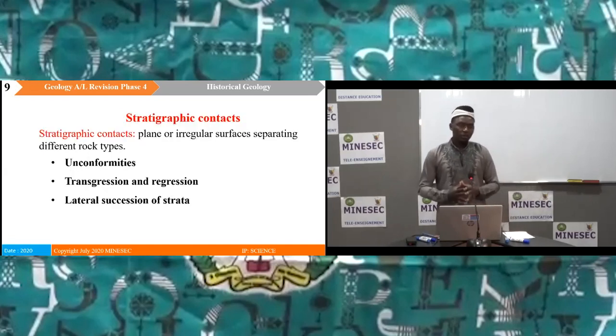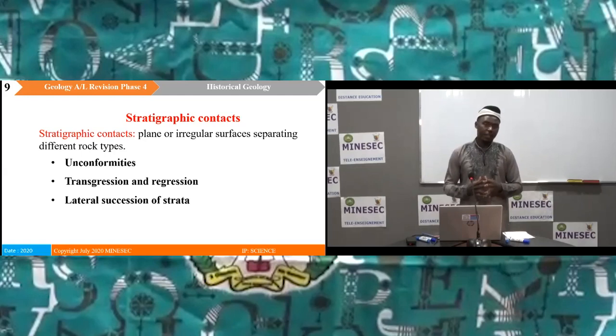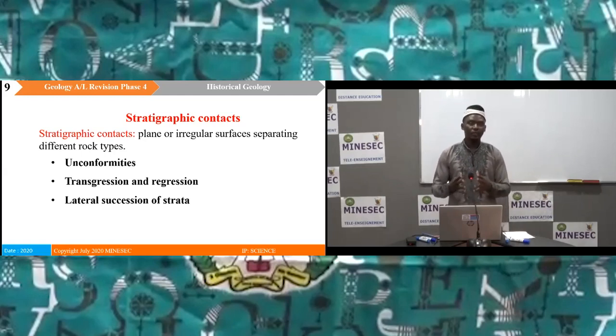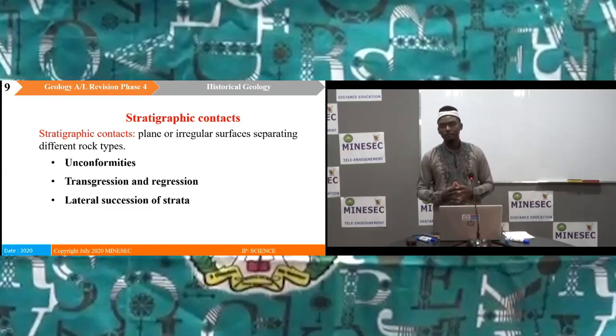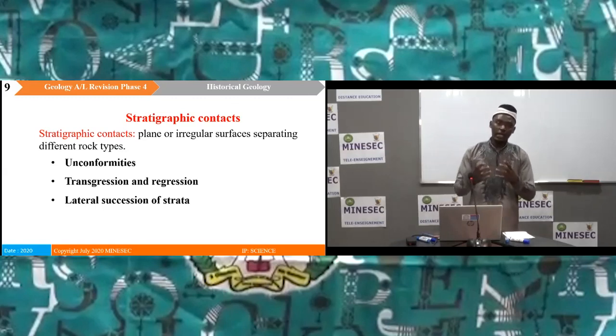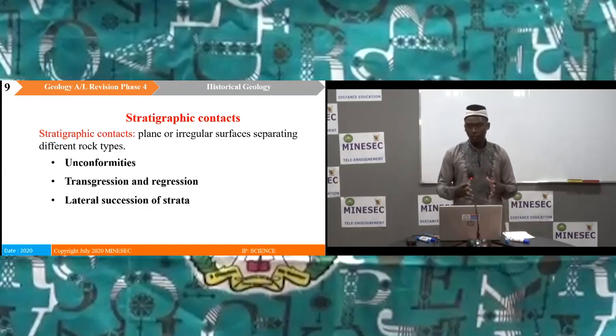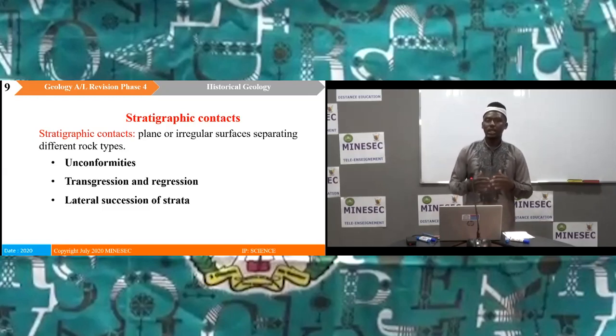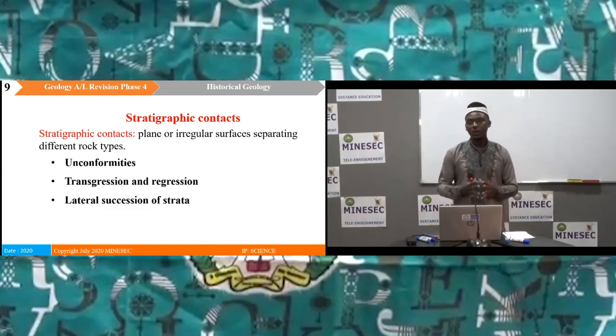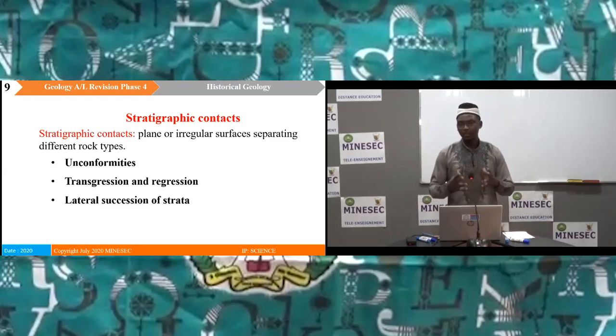For the major unconformities, we have heterolithic unconformity, in which case we have sedimentary rock units in contact with metamorphic or igneous bodies. We have angular unconformities, in which case we have a sequence that is folded, overlain by a sequence that is not folded. We have time unconformity or non-depositional unconformity, in which the adjacent rock units do not succeed one another in a regular time frame.